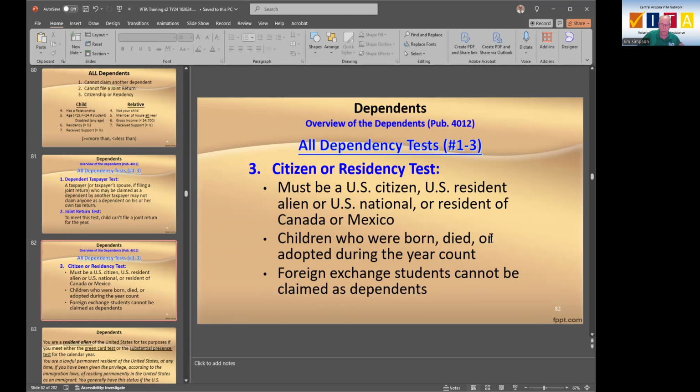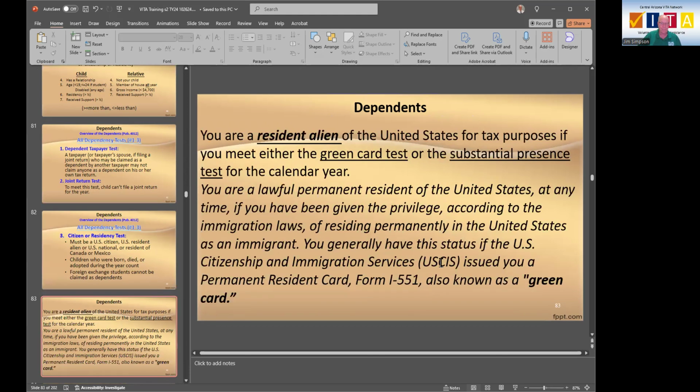Children who were born, died, or adopted during the year count as being there for the entire year, okay? Foreign exchange students cannot be claimed as dependents, even though they might seem to meet all the rules of being a qualifying relative. They lived there all year. The taxpayer provided more than half of their support, and they meet all the other rules. But if they're here as a foreign exchange student, they can't be claimed as a dependent. Whoops.